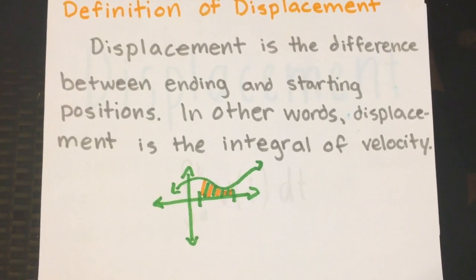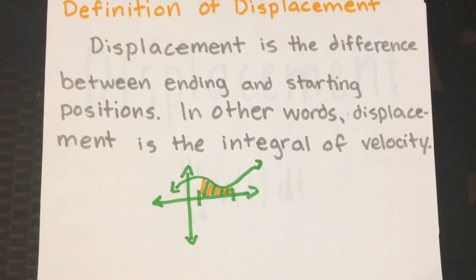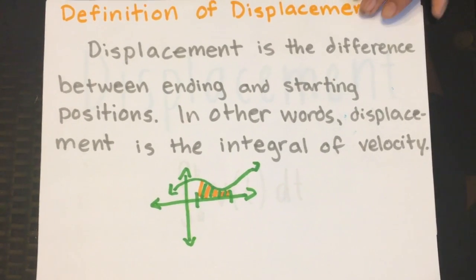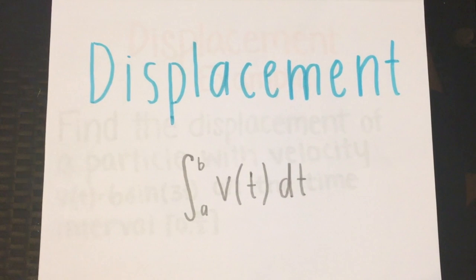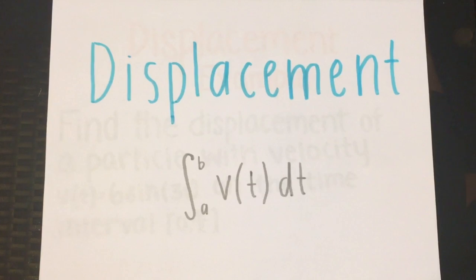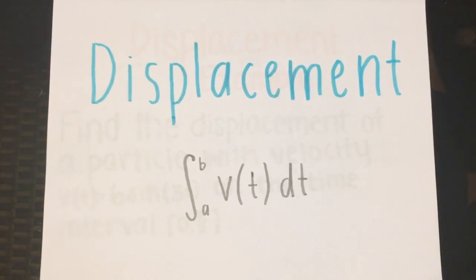Definition of displacement. Displacement is the difference between ending and starting positions. In other words, displacement is the integral of velocity. The formula for displacement is the integral from a to b of the velocity function, also v of t dt.